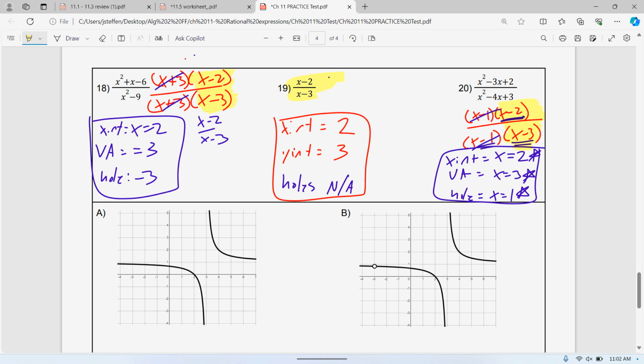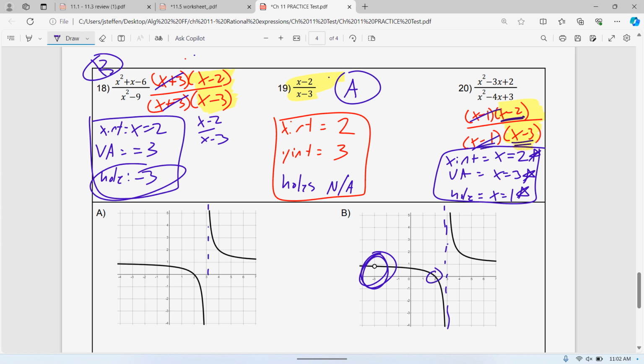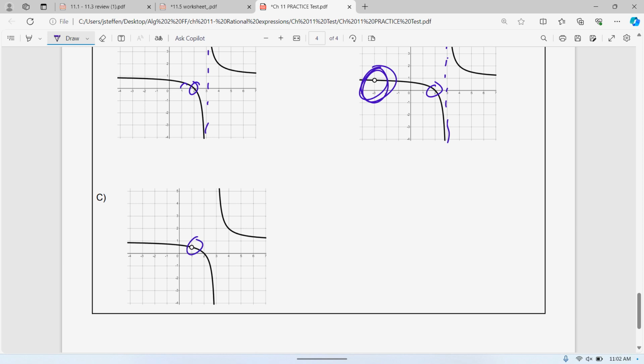Number 8, the hole was at negative 3. So that's got to be right here. That hole is at negative 3. But just so we know, that asymptote is there at 3. The x-intercept is at 2. Number 18 goes with the one that doesn't have a hole. That's A. Still has a vertical asymptote at 3, or sorry, x-intercept at 2, which means 20 has to be C, but just double check, the hole is at 1, and there is indeed a hole at 1, and again, asymptote is at 3, and x-intercept is 2.